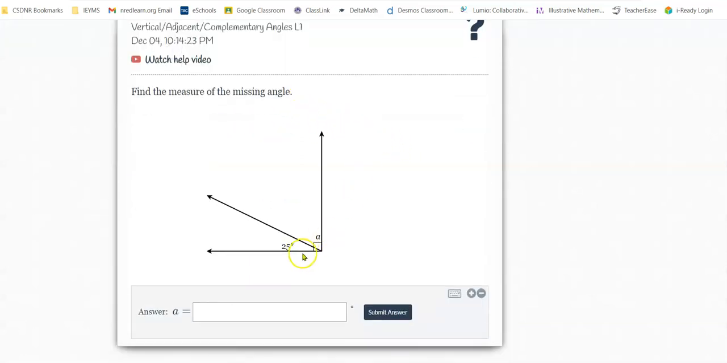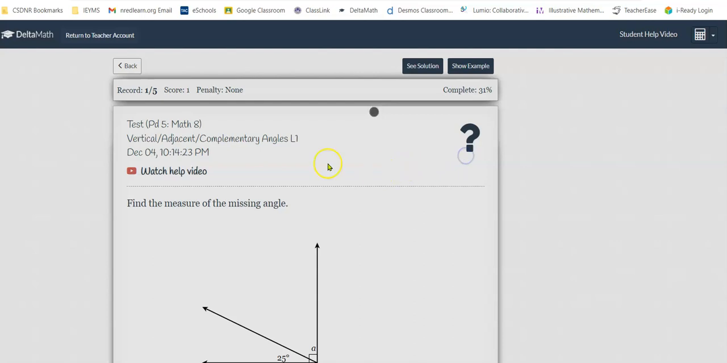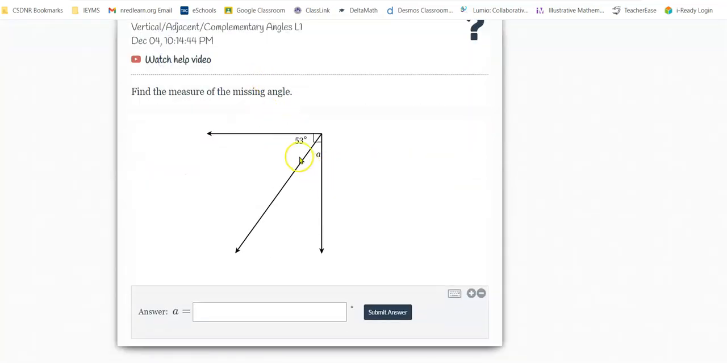Find the measure of the missing angle. Well, I know what that box means. That box means that this whole angle is 90 degrees. So if I already have 25, then I need 65 more, 65 to make 90. Find the missing angle. Again, these are complementary, or they add to 90, so I need 37 more degrees.